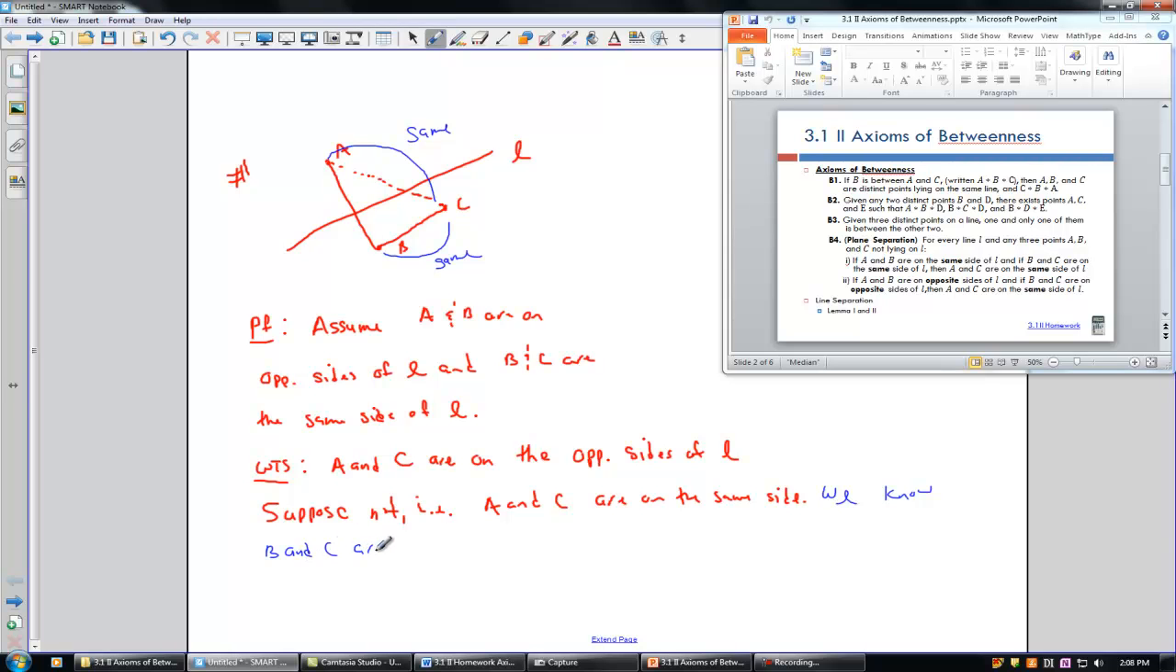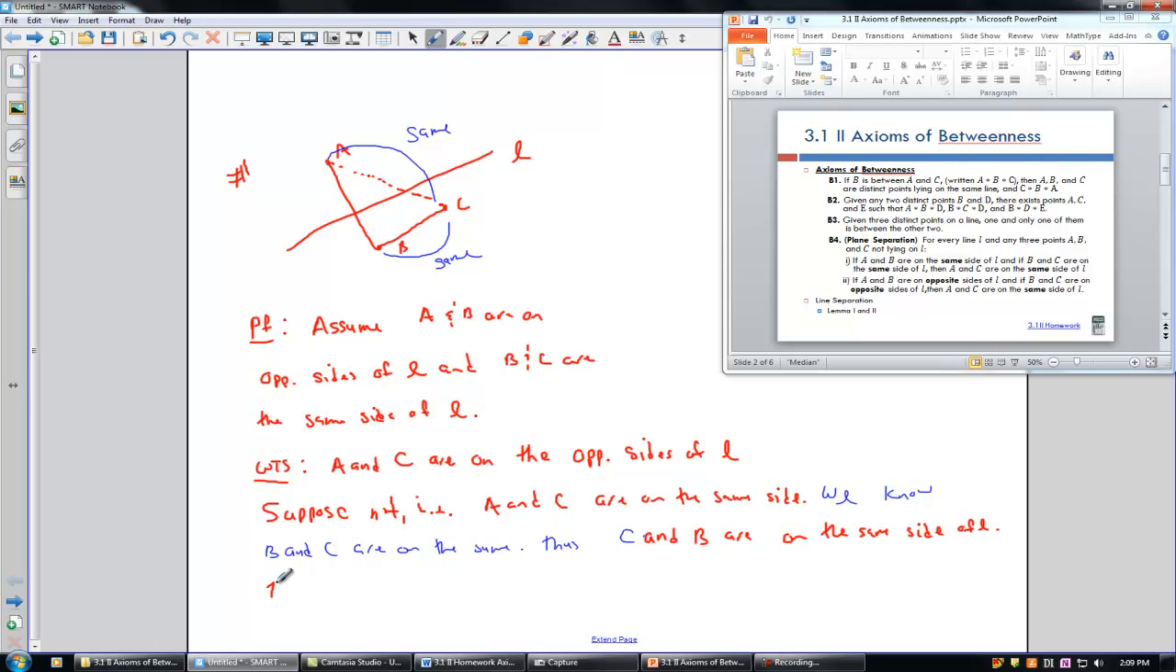B and C are on the same side. All right, so thus, we know C and B, that's terrible, let's erase that. Let's switch back to red. I like red better. So C and B are on the same side of L. And if you want to say because sidedness is reflexive, you can, but you don't have to. But I think it's pretty clear.